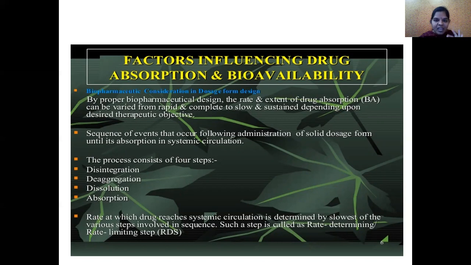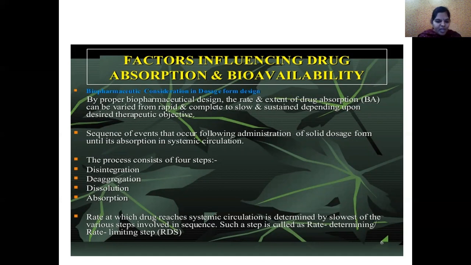The sequence of events that occur following administration of a solid dosage form until its absorption into the systemic circulation. What is the major process consisting of absorption? There are 4 steps. First, the drug will be disintegrated into smaller particles. Then it will be deaggregated; aggregation means it forms a clump. It should be deaggregated so it is available for a better absorption rate. Then it should get dissolved. Then finally it goes to the absorption process.